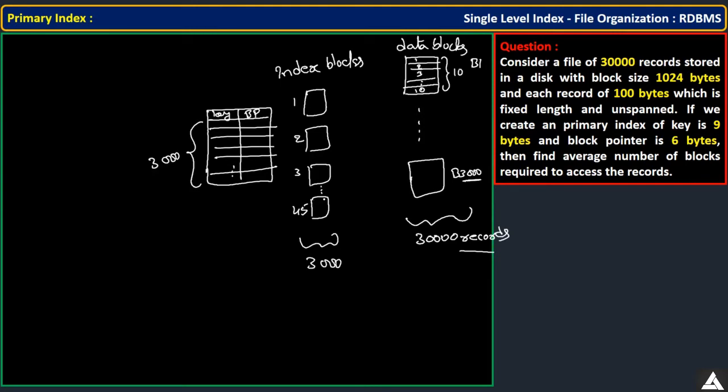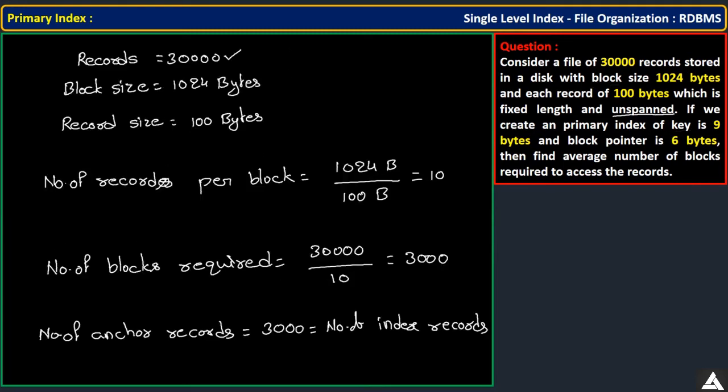So this is the very first thing you have to understand from this whole discussion. You can see number of records are given 30,000. Block size is 1024, record size is 100 bytes. So in one block, how many records we can place? From the given block size 1024 and one record size 100 bytes, you are going to place 10 records per block. Then total blocks required how many? Total records by number of records per block. That is what 3000 blocks are required for placing your 30,000 records.